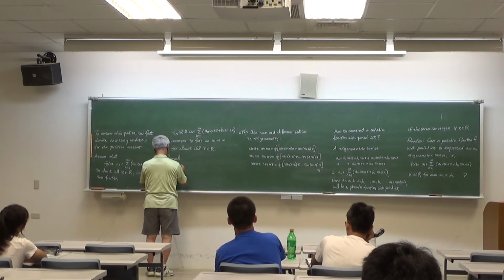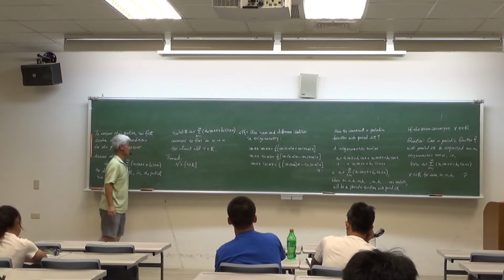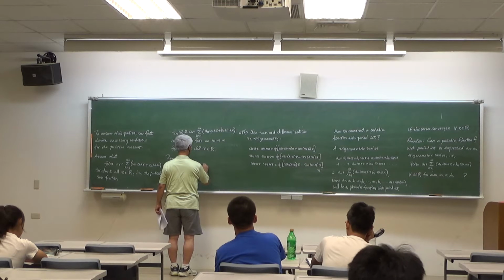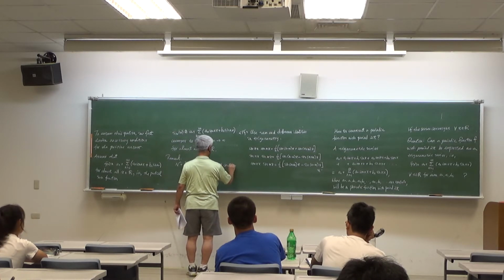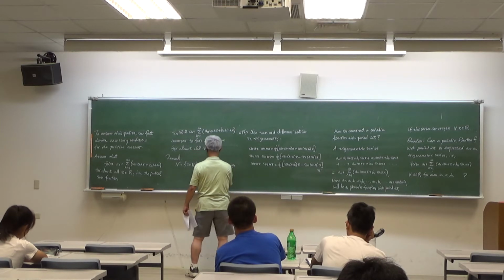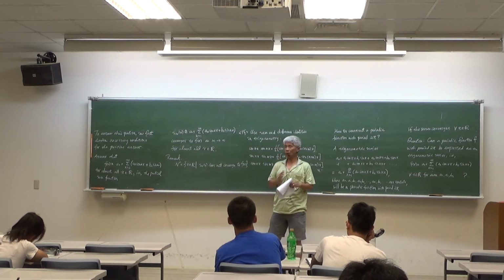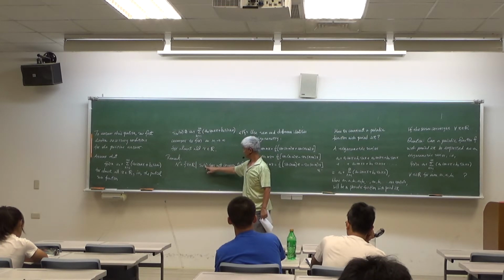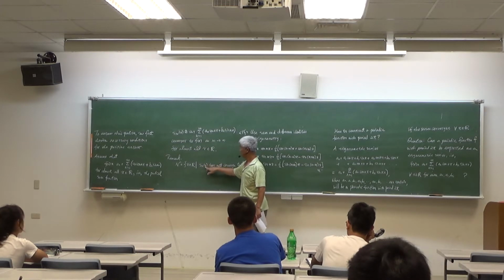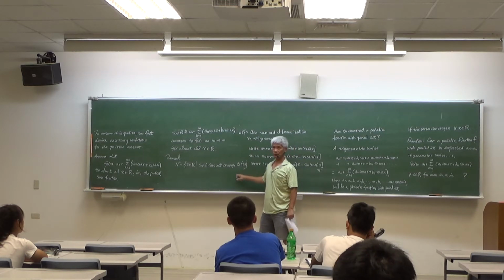We let N be a set of x such that the partial sum does not converge to f of x. So we collect all the points x such that for any of those x, the partial sum does not converge to this function value. We collect them together.